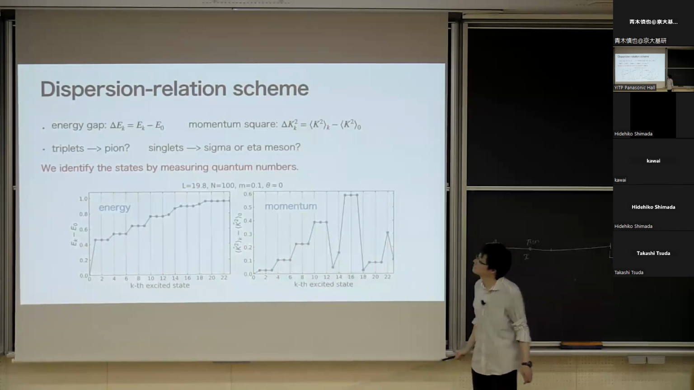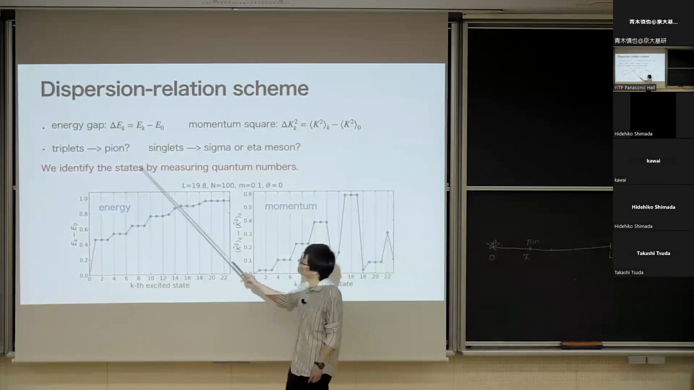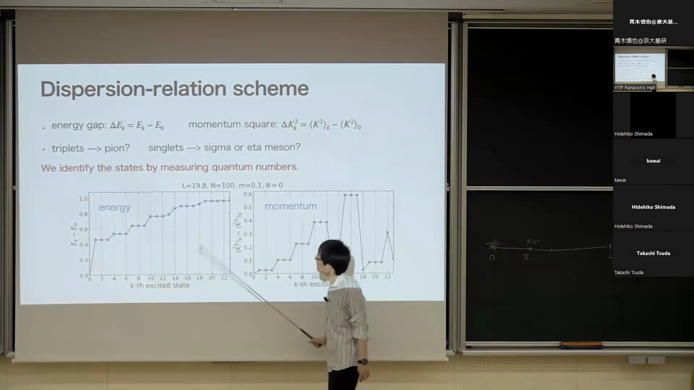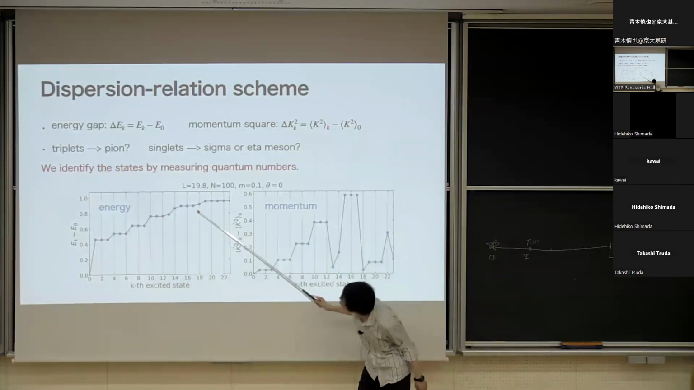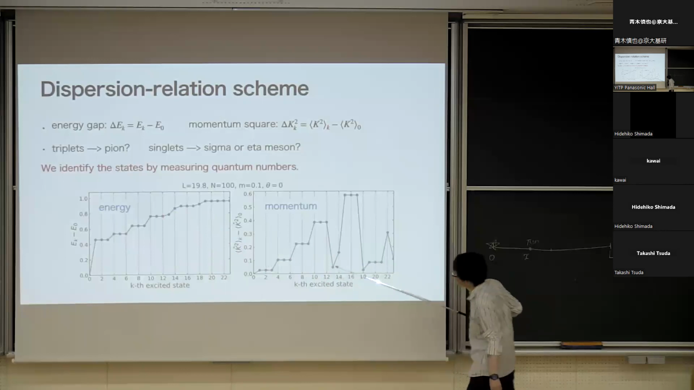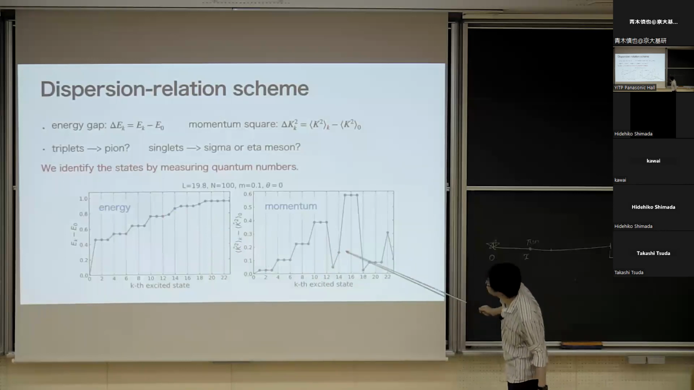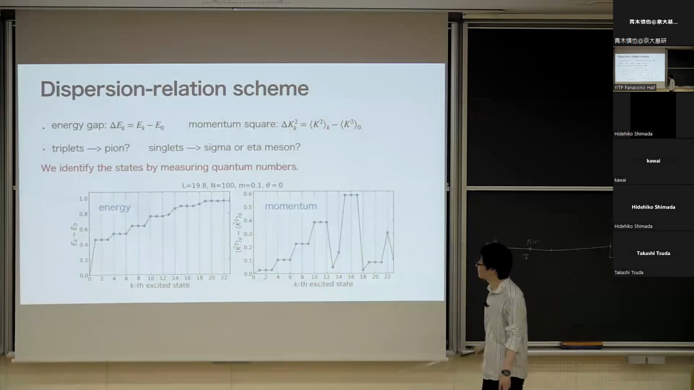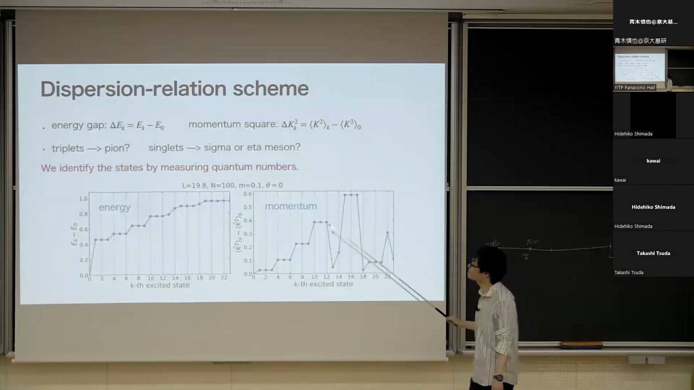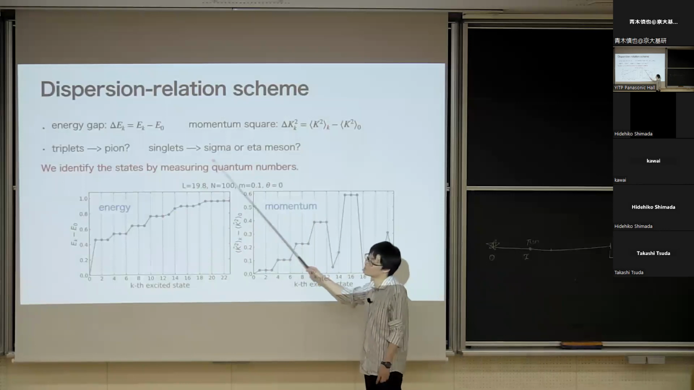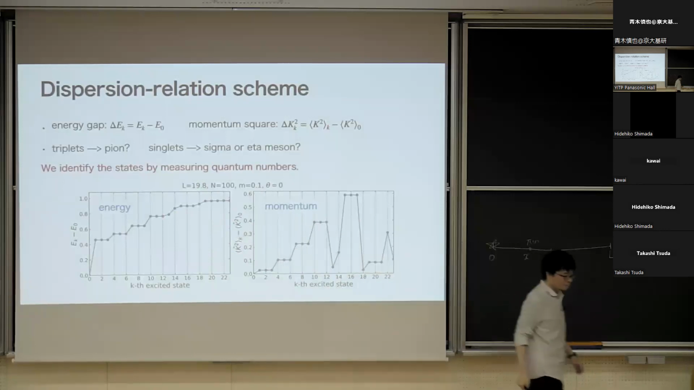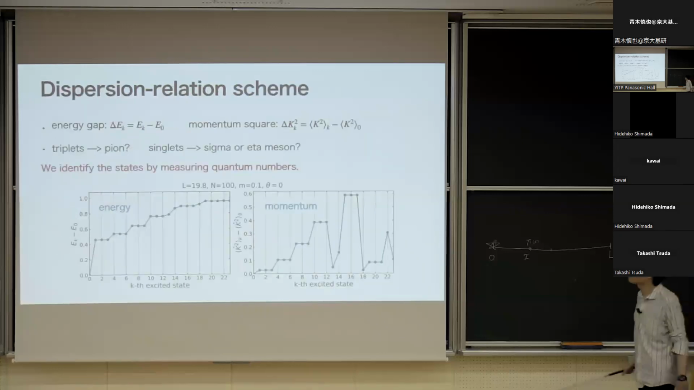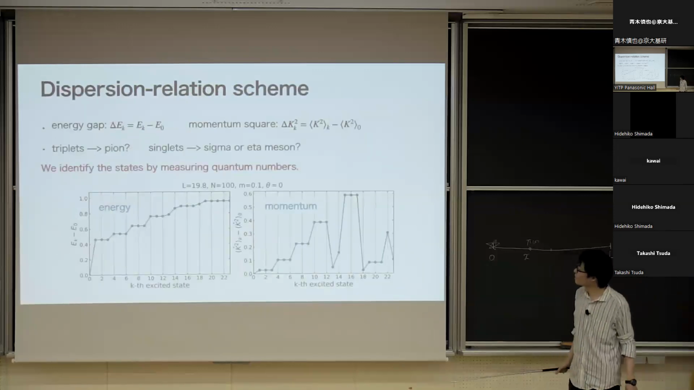We think this triplet may be the pion, and there are also some singlets, which may be easy to see in this plot. Some singlets can be sigma or eta mesons, but only from this plot we cannot identify them. So we measure the quantum numbers of each state. Why do you have a triplet for 19, 20, 21?